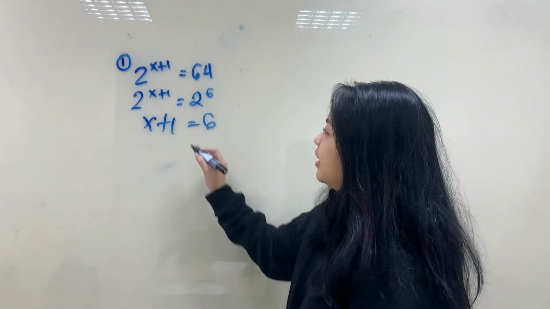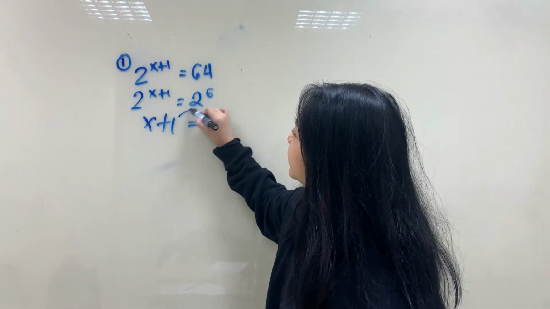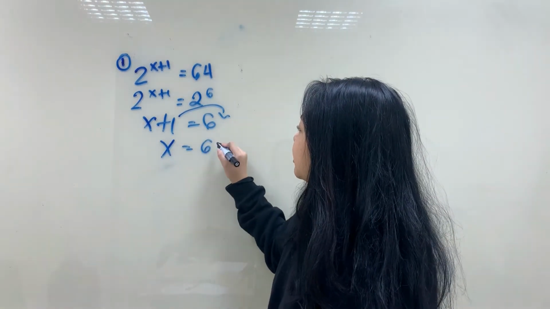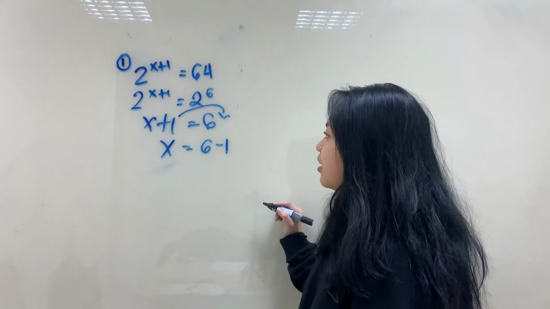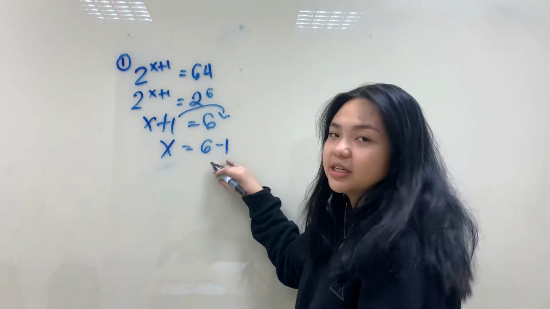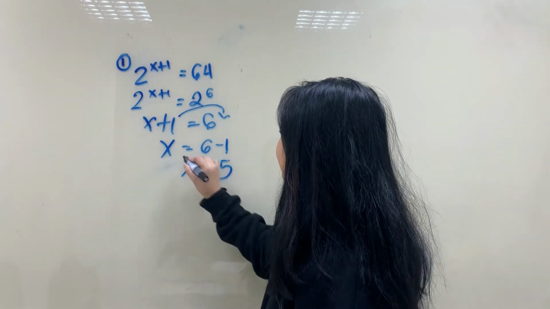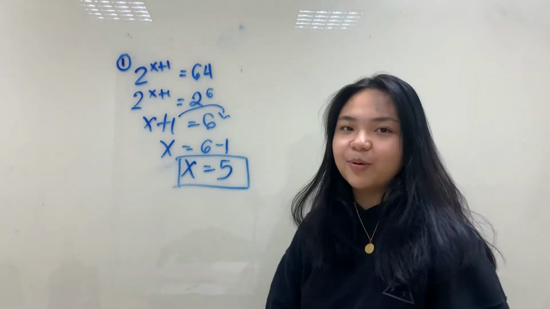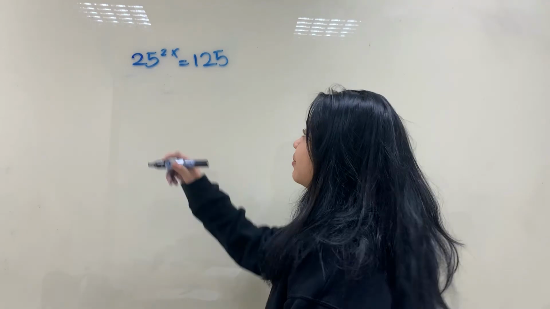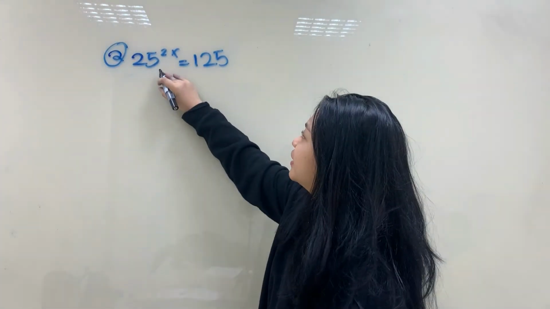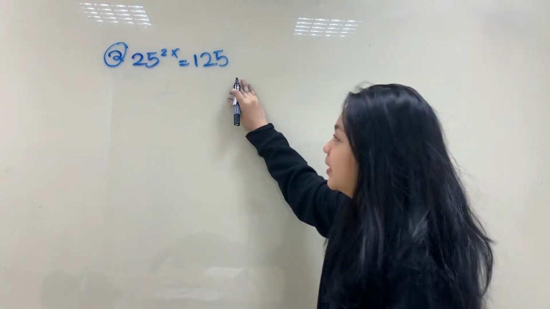Tapos, ang mangyayari, ililipat natin yung 1 dito. So, magiging x is equal to 6 minus 1. Magiging negative siya. Tapos, isusubtract natin itong 6 minus 1 is equal to 5. So, x is equal to 5. Ayan na po. So, this is our problem number 2. We have 25 raised to 2x is equal to 125.